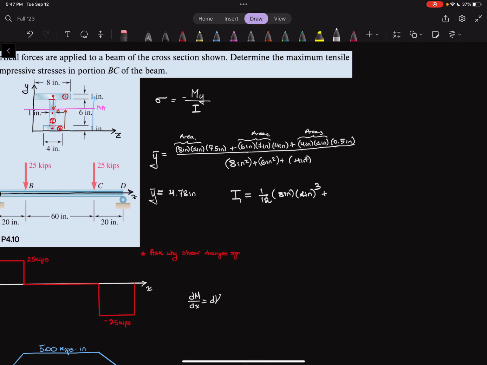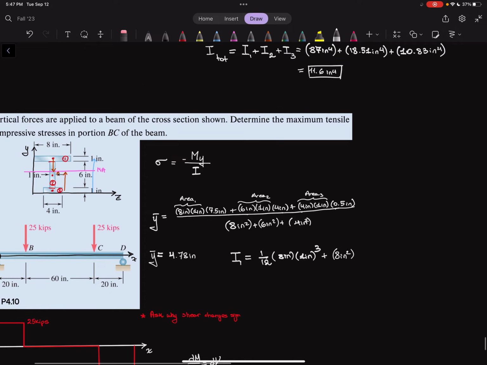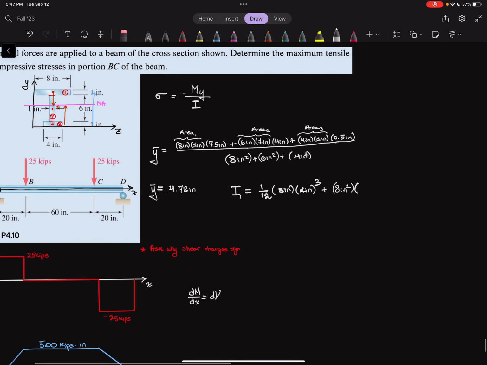And then I'm going to add what? Well, I'm going to add the total area, which is 8 inches squared, multiplied by the distance. So that's where I might get confused, so let me be careful here. I know that my centroid of 1 is going to be at 7 plus 0.5. We have it right there, 7.5. I want to subtract where the centroid of the total shape is, and we said that that's 4.78. So that's how I'm going to find it.